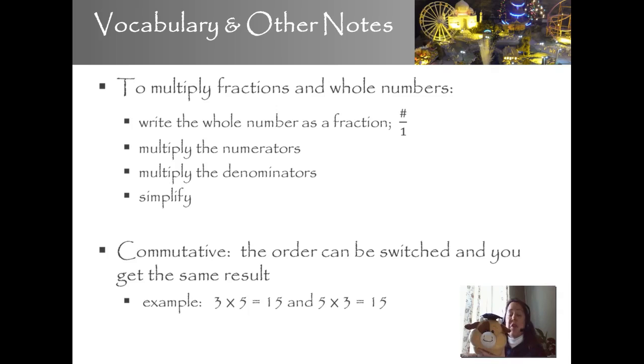Another important word is commutative. The commutative property states that the order can be switched and you will still get the same result. All multiplication is commutative. For example, 3 times 5 equals 15, and 5 times 3 equals 15. This applies to both fractions and whole numbers.